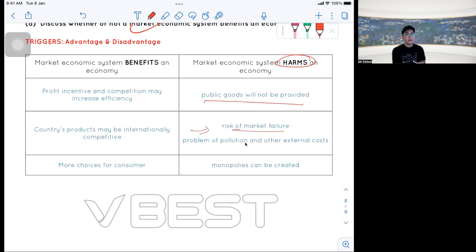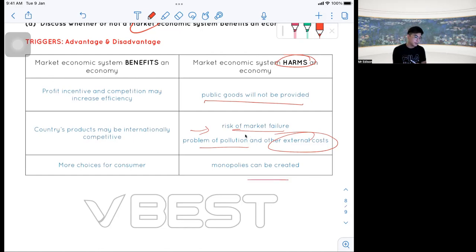Okay, a risk of market failure. Market failure simply means negative externalities, the problem of pollution and external costs. They aim for profit. They don't care about the way they produce. They will pollute the environment. They will dump the wasted, harmful material into the river. They don't care because there's no government. No one stops them from doing that.